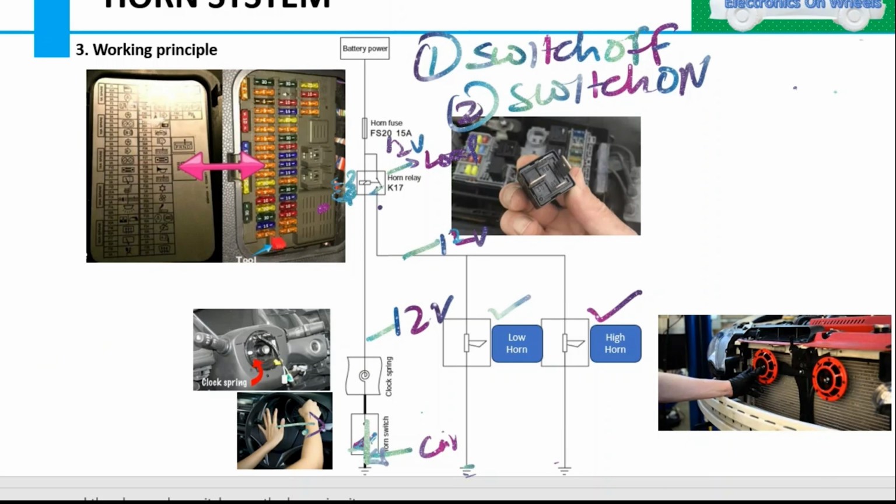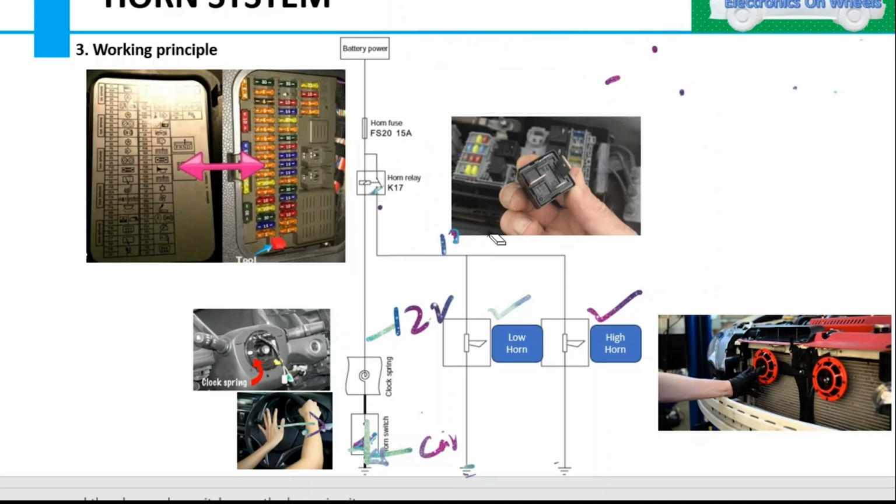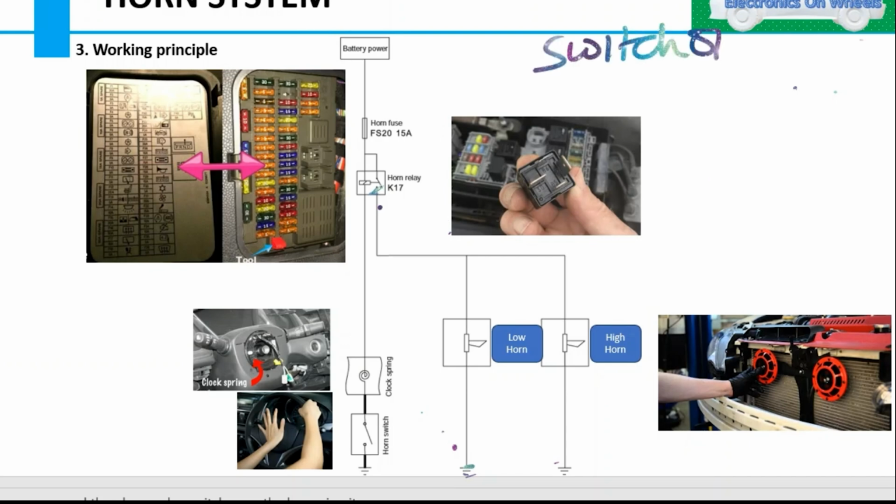But you always have to have the understanding of where the 12 volt would be and where the 0 volt would be. Then only you can diagnose your circuit or your fault in your vehicle. So if I am asking, in the switch off condition, when your switch is off, then till this point the voltage would be 12 volt, but here it would be 0 volt, correct? Because this is not connected, this is open, right?